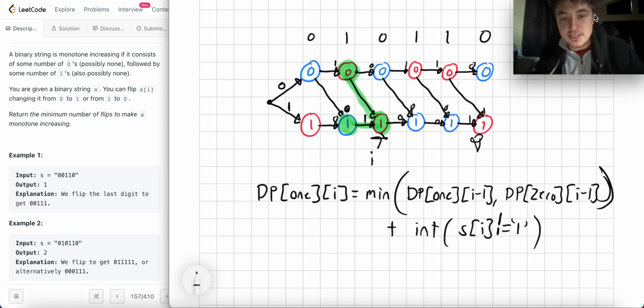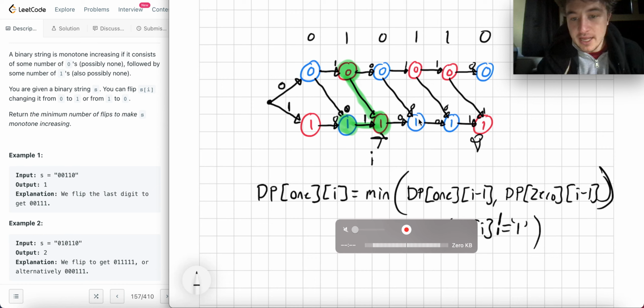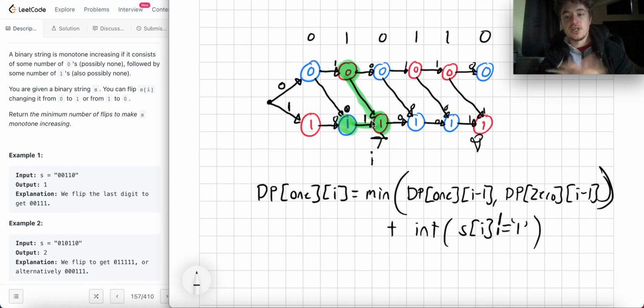Otherwise, the cost is 0, right? In order to get here, the cost using these edges is 0. So it would just be the minimum of whatever the cost is to get here. I take the minimum of both of these, and then this would be 0 because there's 0 cost to get to this node since I'm not flipping it. If I flip it, there's an additional cost of 1, right? And if I don't flip it, there is no additional cost of 1. It's just the cost of the min of the 2 previous states.